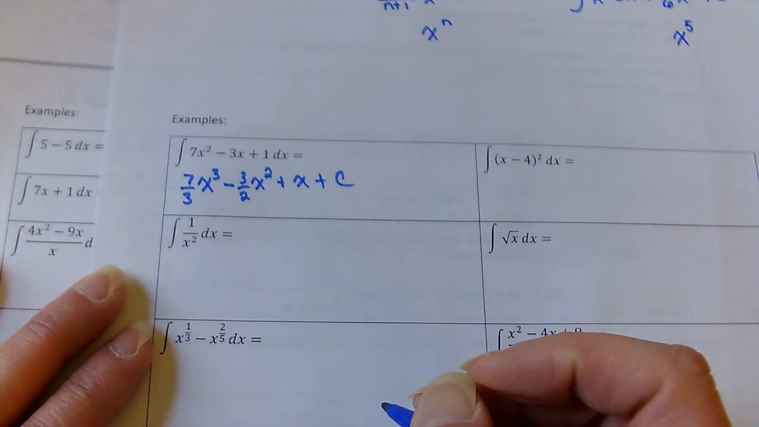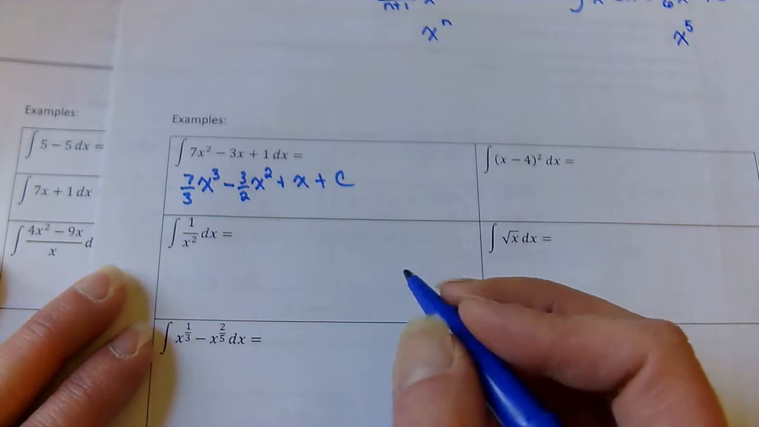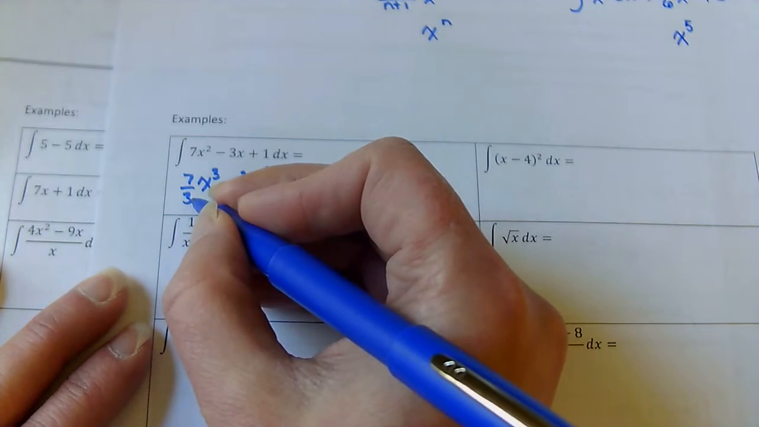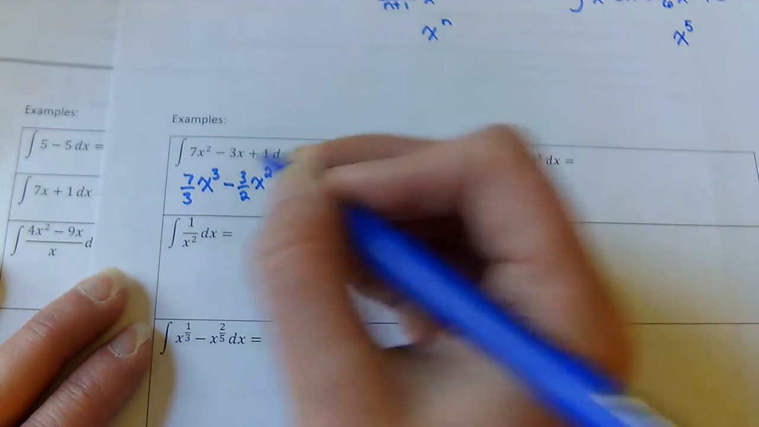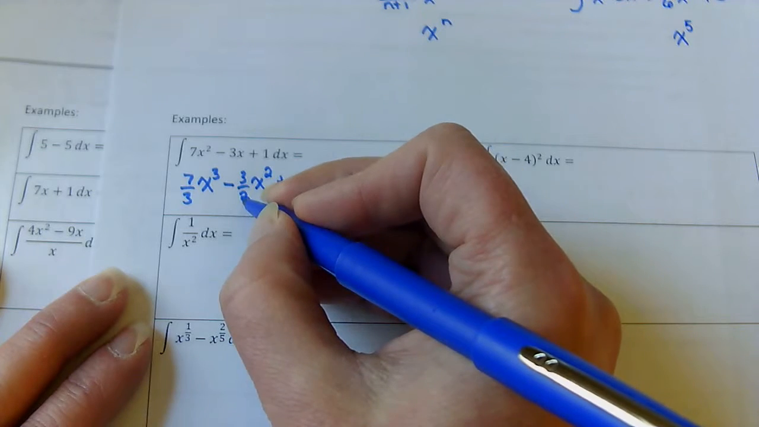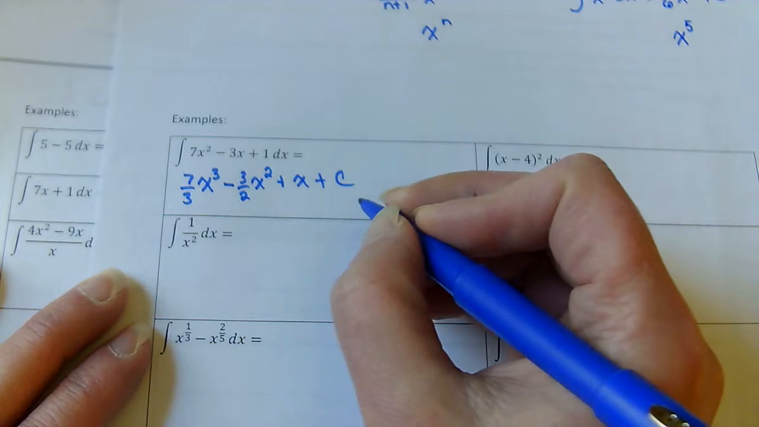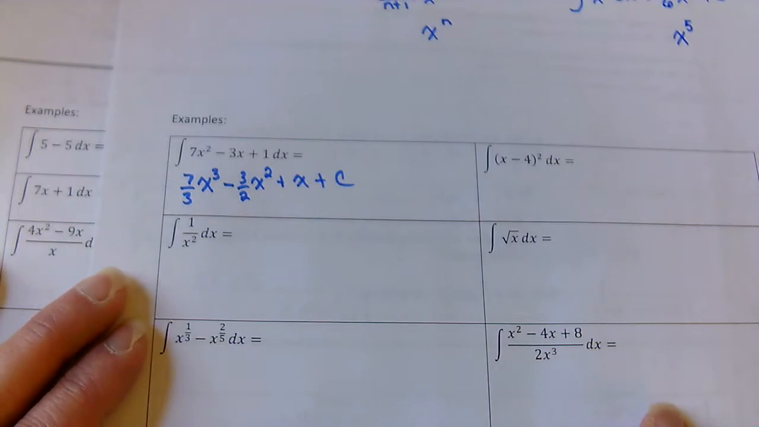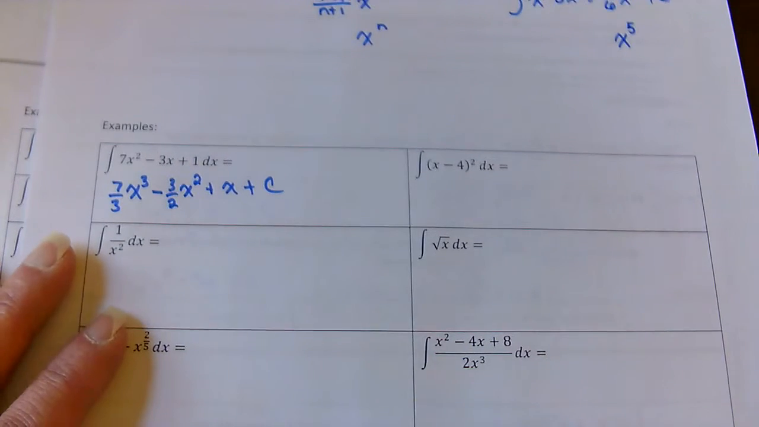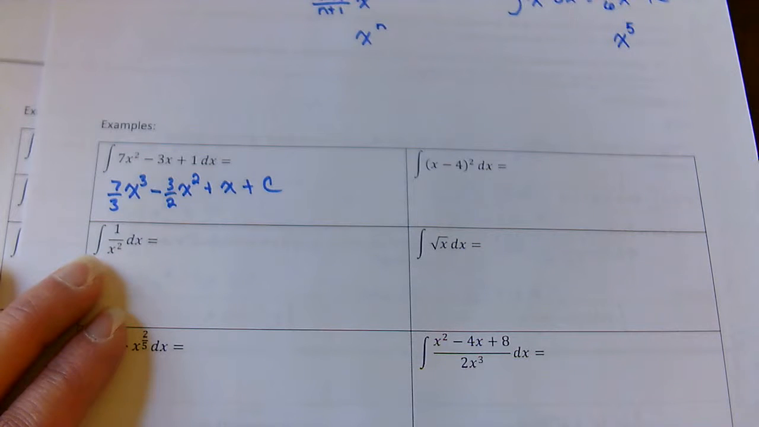Always double check that you took the antiderivative correctly by taking the derivative. 3 times 7/3 is 7, so I'd have 7x squared. 2 times 3/2 is 3, x to the 1. Derivative of x is just 1. Derivative of a constant is 0. It works. Ooh, x minus 4 squared. Now you have two choices here.